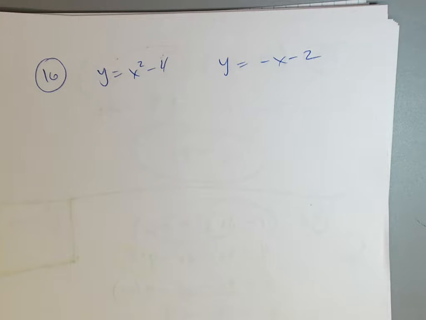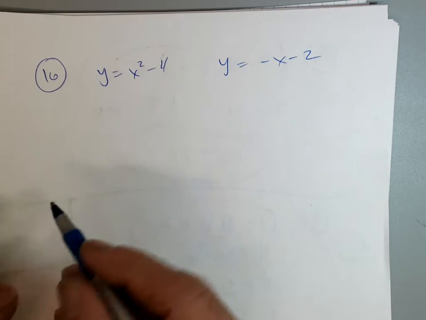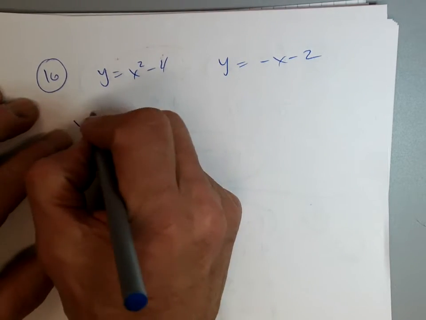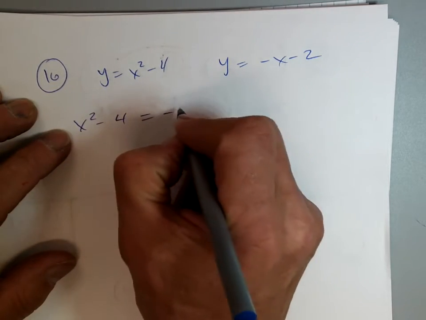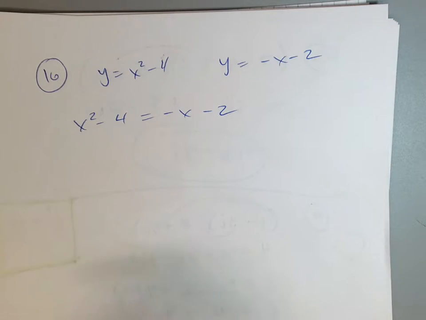So 16, there's two ways to do it. You could graph it on a calculator. Two ways: you can graph it, and get the answer by using the intersection feature on your calculator. Or I'm going to do it the way Zoe said it. I'm going to set them equal and factor. So x squared minus 4 equals negative x minus 2. I'm going to do it by factoring.